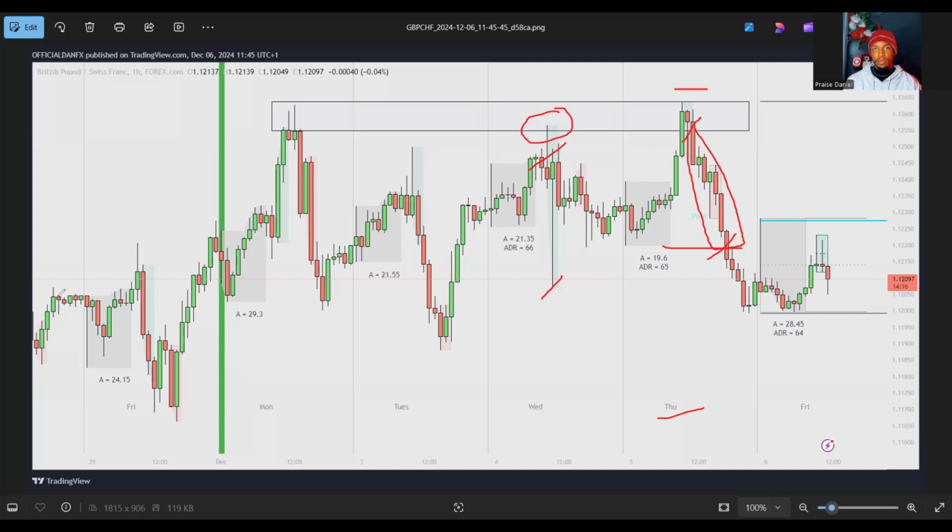So I sold this. I also sent this straight to my free Telegram, also to my Signal group. I told them to sell here, put their stop loss above, and then we cut the trade down here.